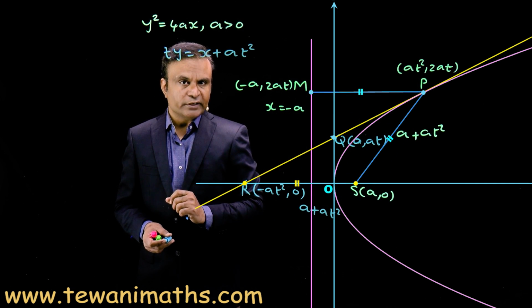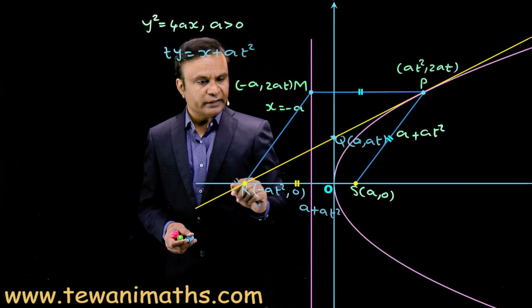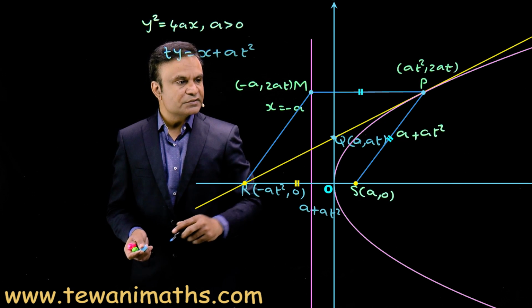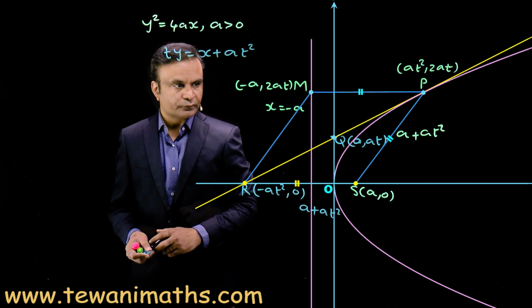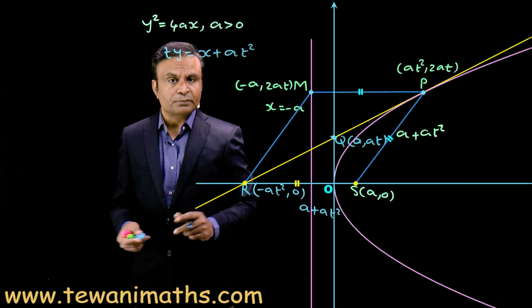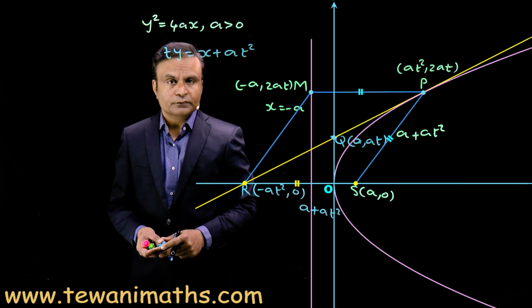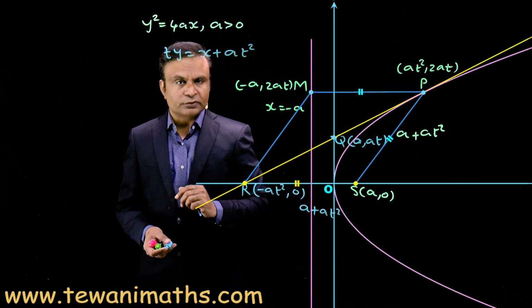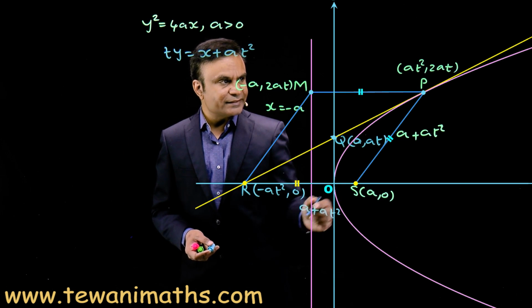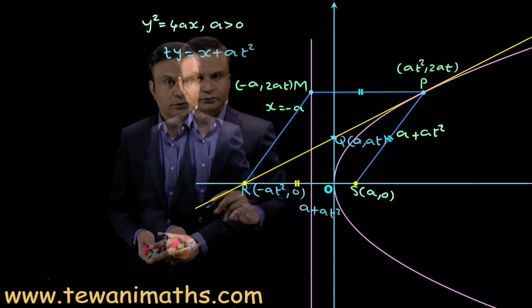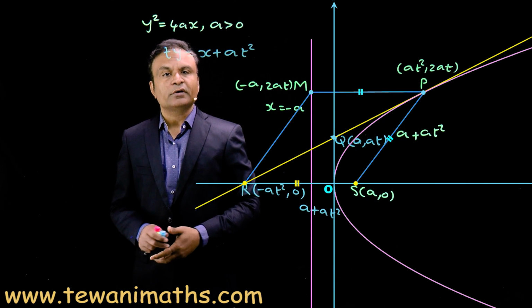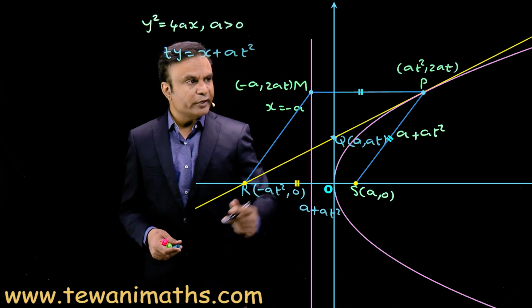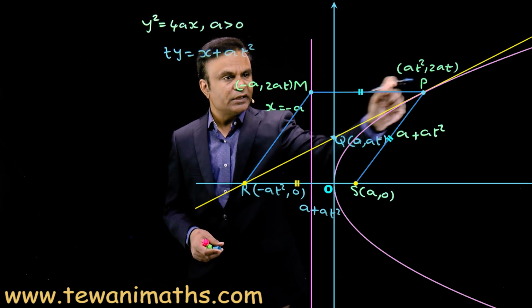Now if I join points R and M, then clearly quadrilateral RMPS is rhombus in which all the sides are of equal length. Now diagonals in rhombus bisect the internal angles. Here tangent line is one of the diagonals. So this tangent line at point P bisects angle SPM. This is one of the most important properties of tangent of parabola, that tangent at point P bisects angle SPM.